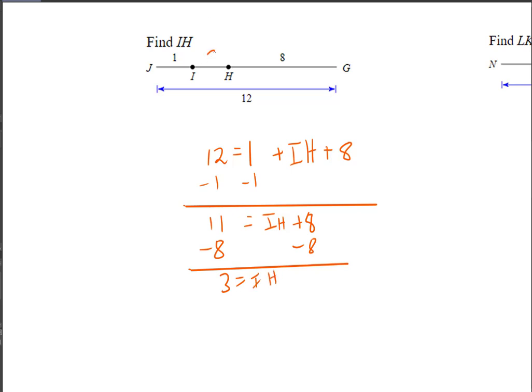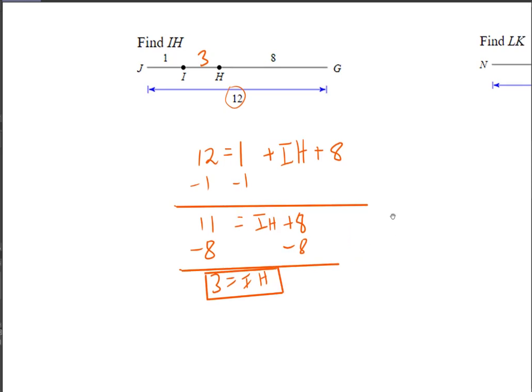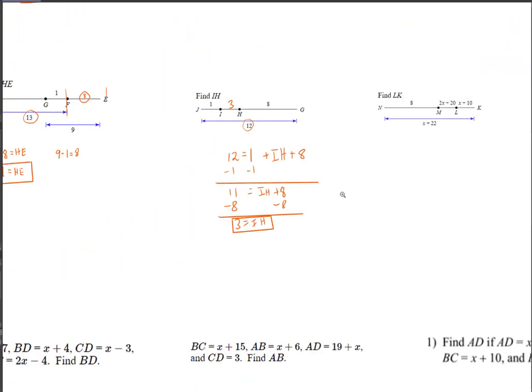Now, if I put in the 3 here, it should make sense. 1 plus 3 plus 8 is 12, which is what I have. The whole is the sum of the parts. And so it does make sense. There we go. I got it right. Feels good. Winner, winner, chicken dinner. All right, here we go. Let's go to the next one.